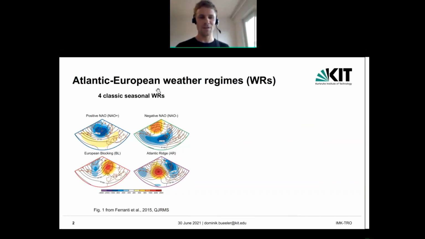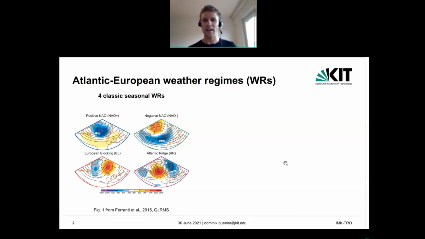You might be all familiar with these four classic seasonal regimes in the Atlantic European regions, which you see here for the cluster mean, the positive and the negative NAO. Then we have a blocking type regime over Europe and the Atlantic ridge regime. The predictability of these regimes is relatively well understood for winter. However, we still lack a systematic understanding of how well we can predict them throughout the year.